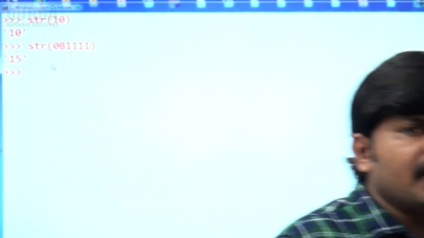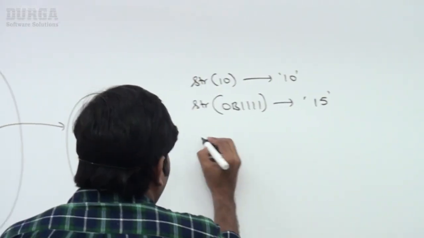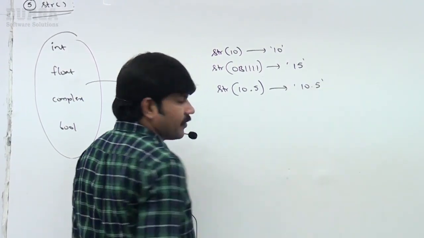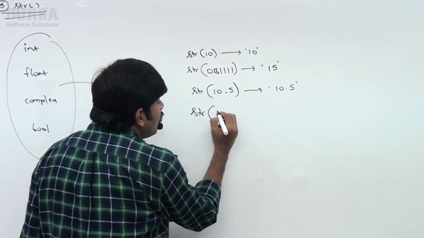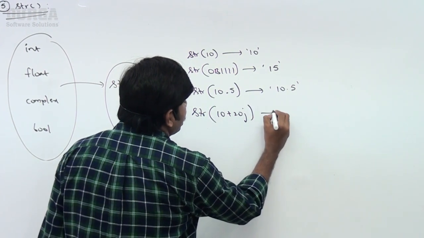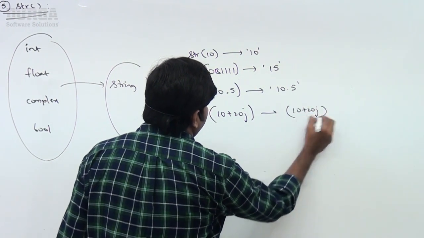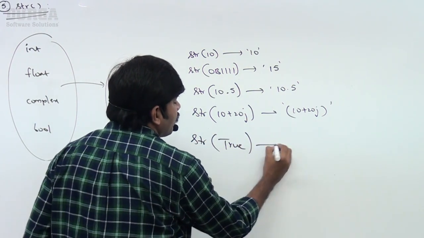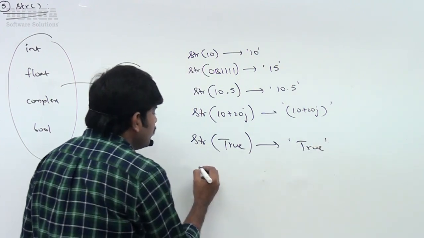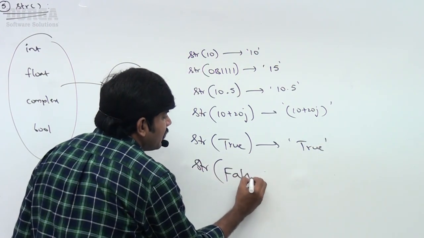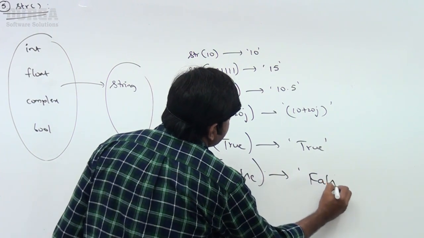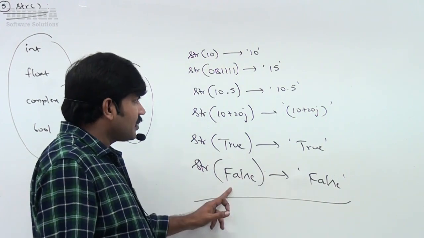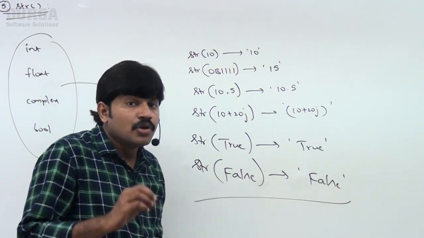In the same way the remaining cases also. str of 10.5 will become 10.5. str of 10+20j will become 10+20j in string form. str of true, sir, it will become true in string style. str of false will become false in string style. So there are no rules or internal loopholes; any type can happily be converted to string type, no restrictions, right?